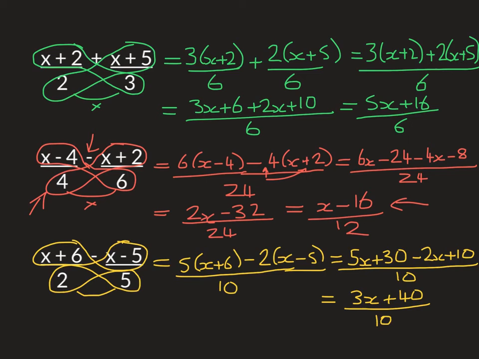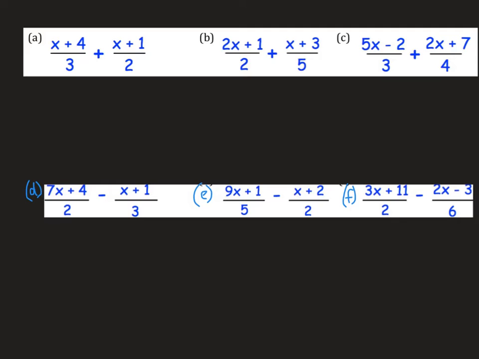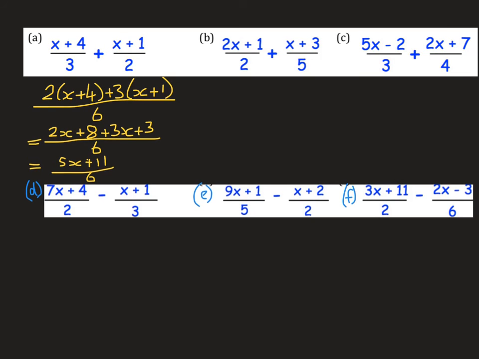Okay, have a go at these on the next page. So pause the video, have a go, and then restart it when you're ready to mark it. So there's that first one. It goes down to 5x plus 11 over 6.